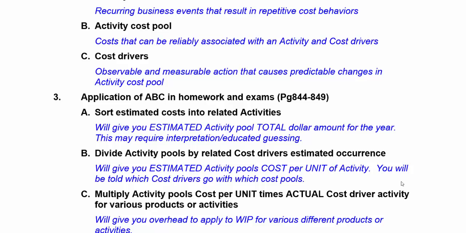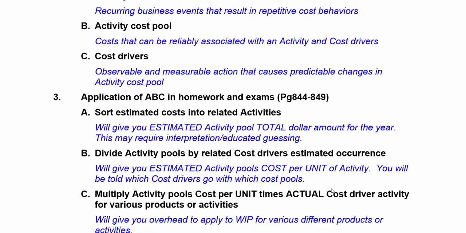Once you have an activity pool total, then if you have information about the cost drivers or the estimated amount of cost drivers, then you can take the total activity cost pool and divide by the estimated activity drivers and get the cost per unit of activity. And you'll be told which cost drivers go with which cost pools, so you don't have to worry too much about that.